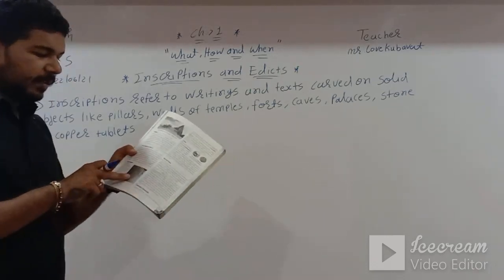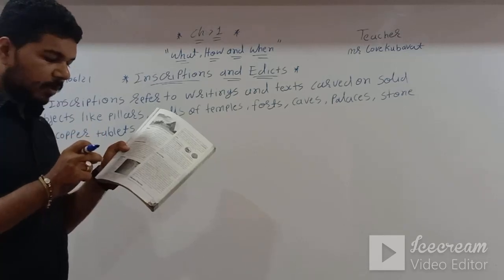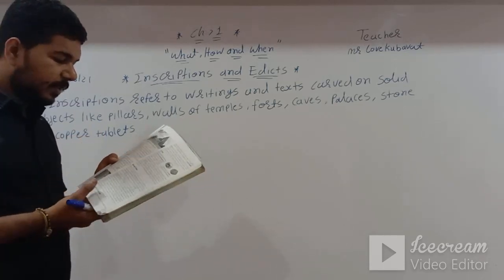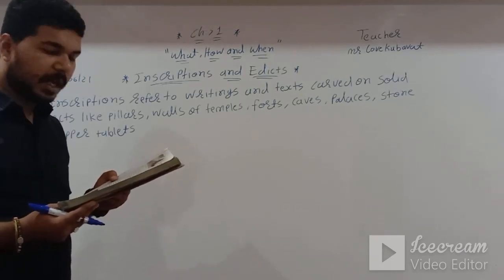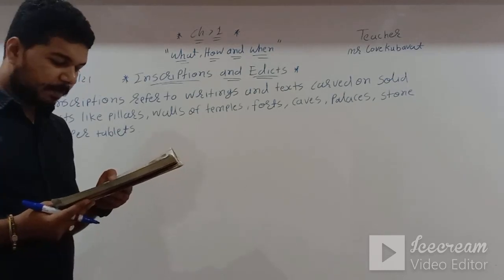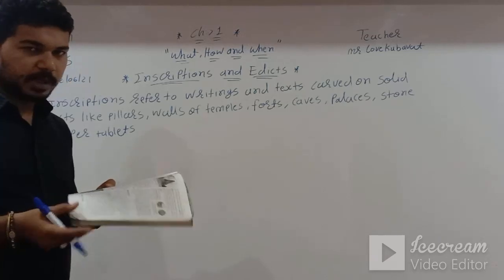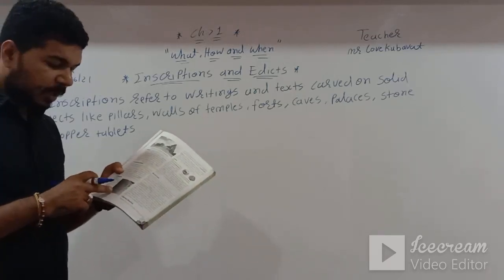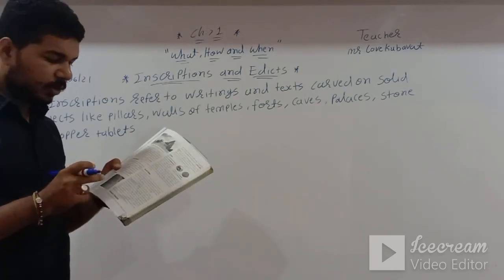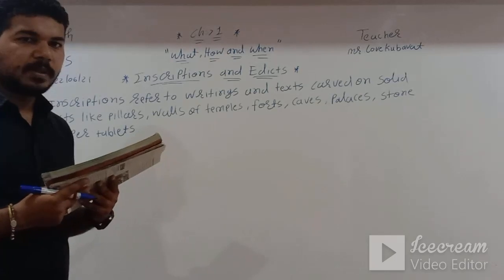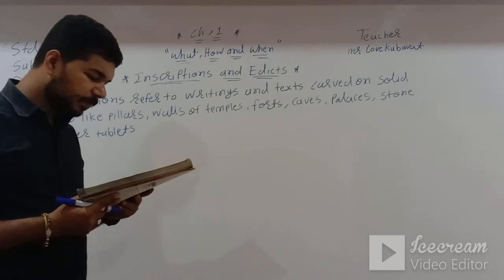Like you can see, this is a stone with some writing on it. Inscriptions refer to writings and texts carved on objects like pillars, walls of temples, forts, caves, palaces, stone or copper tablets. You can see the picture in your book. You can easily see in the temples some of the pillars have writing on them like this.